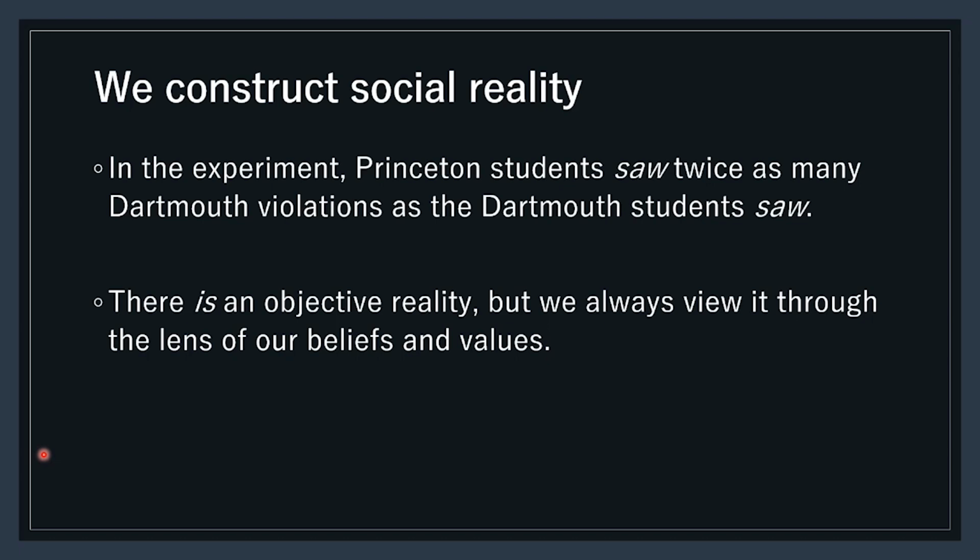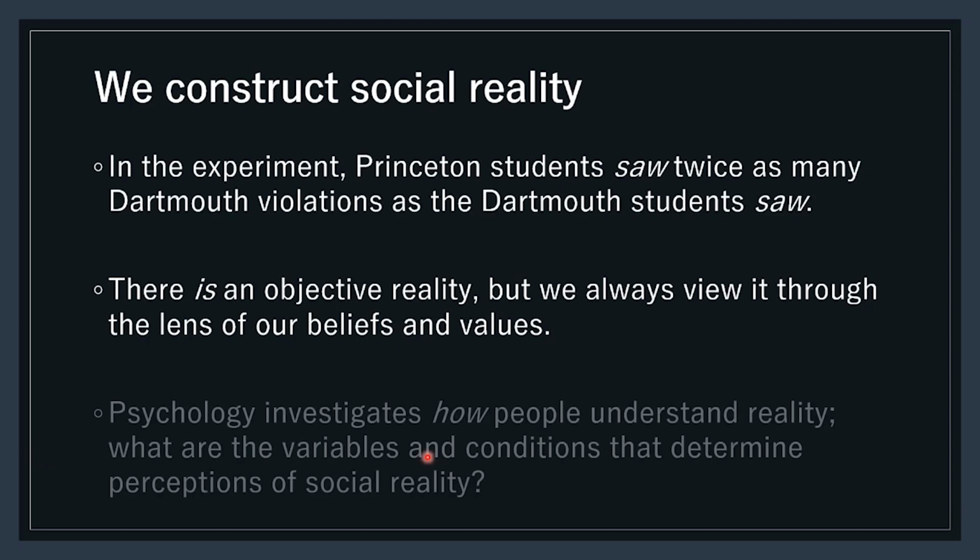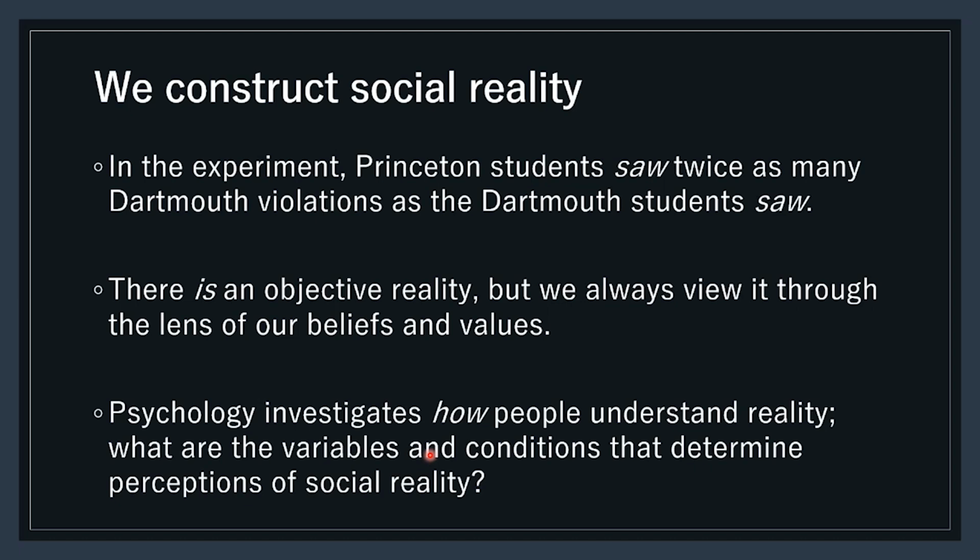And the conclusion is that there is an objective reality out there, but we always view it through the lens of our beliefs and values. In other words, we tend to see things in a way that we want to see it. And this is one reason why psychology studies social thinking.